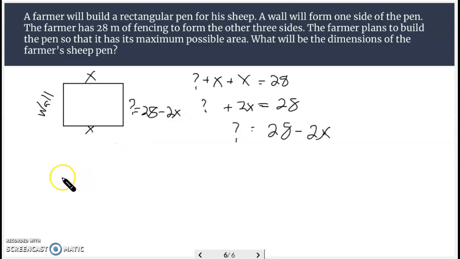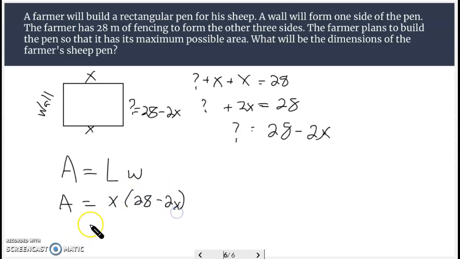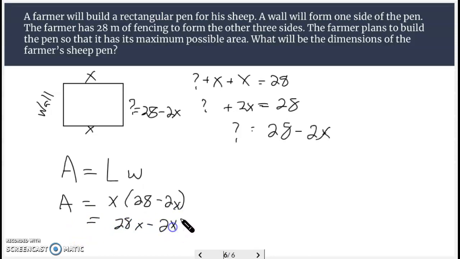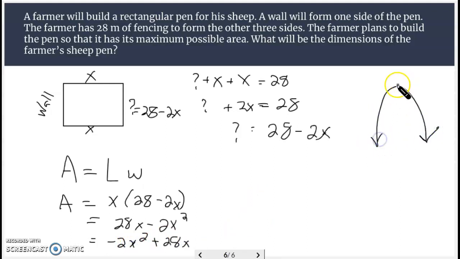Alright, area. Just like the previous problem, length times width. In this problem, call length x with 28 minus 2x. We can distribute the x, and put this in standard form, negative 2x squared plus 28x. Again, if we were to graph it, the vertex here would be a max.